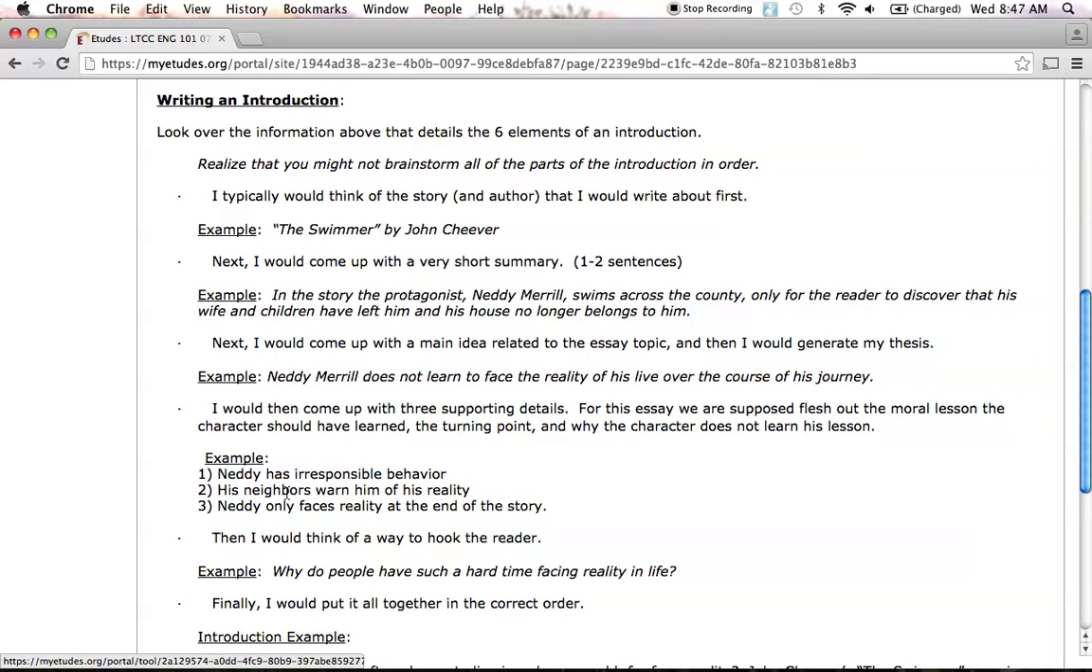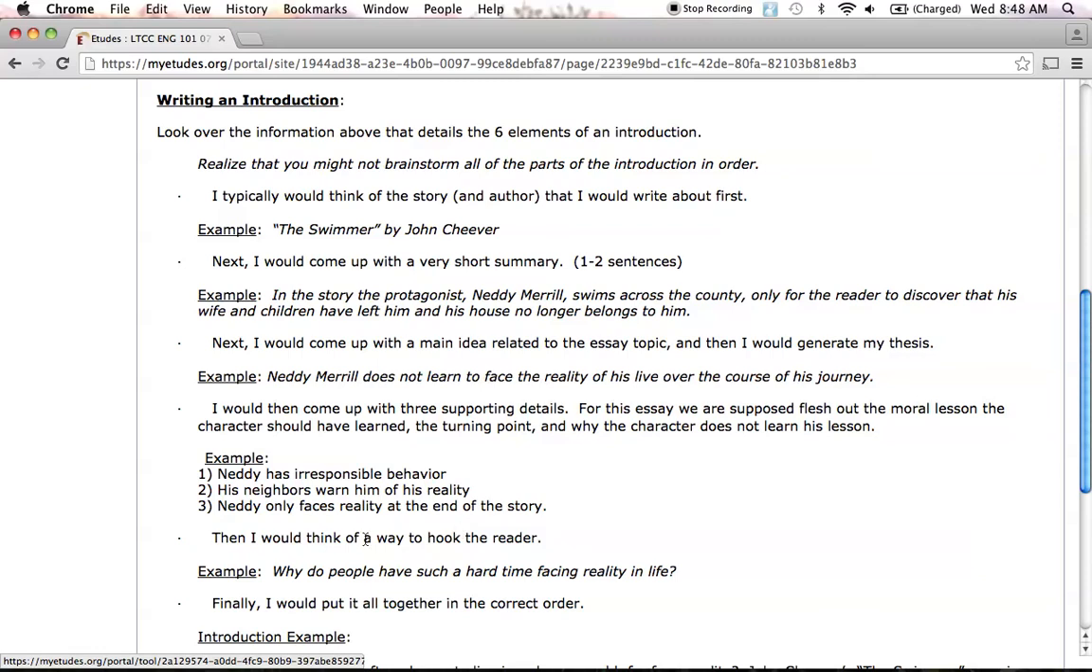And then number 3, I'm going to talk about how he only faces reality at the end of the story when he's forced to. He doesn't really learn it over the course of his journey, but when he can't get in his house, he at least, maybe I guess you could say, has the reality that he doesn't have a house anymore, perhaps.